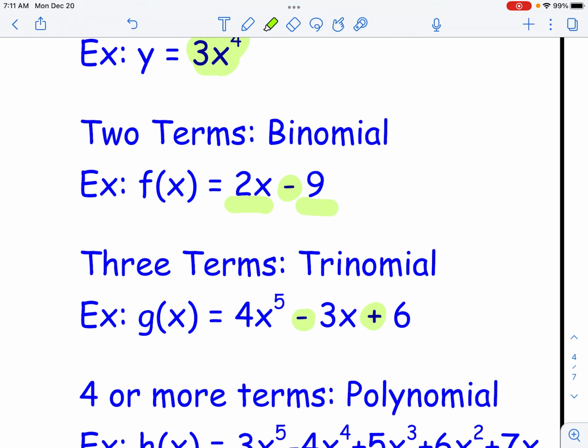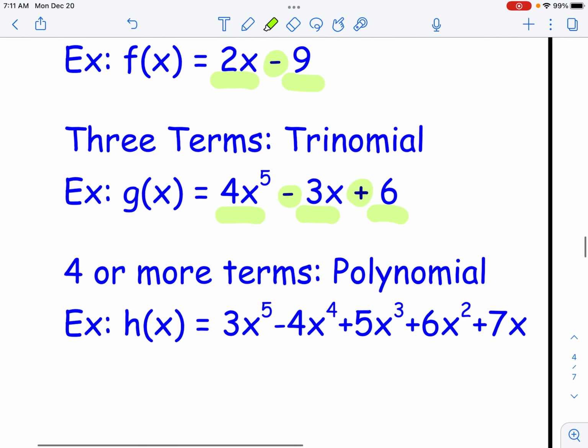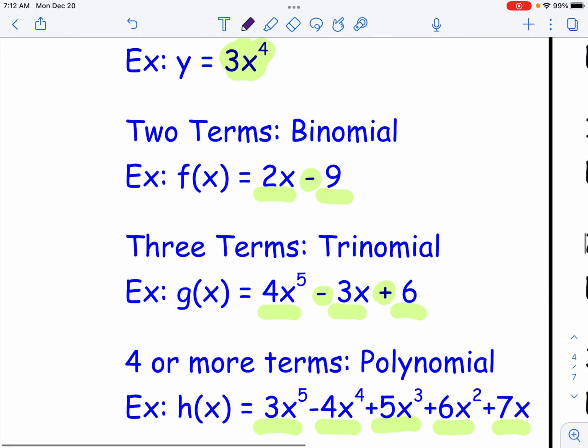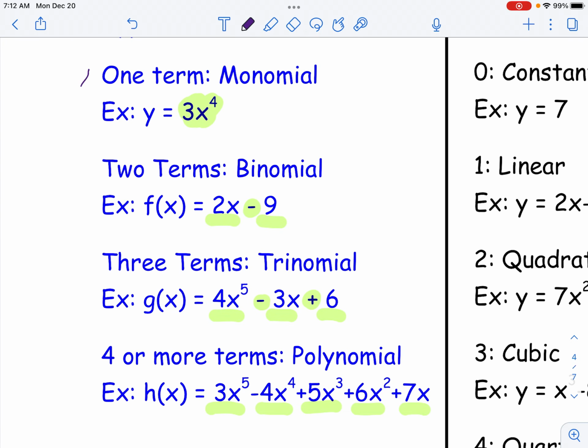If it's 3 terms, it's called a trinomial. Here our 3 terms are 4x, minus 3x, and 6. And then anything above 3 terms, we just call it a polynomial. There's no special terminology for 4, 5, 6, and so on that we're going to use. There probably is, but we're just not going to use it. So in this case, we have a 5-term polynomial. You would just call it a polynomial. Now, technically, these 3 things, a monomial, a binomial, and a trinomial, are all also polynomials.